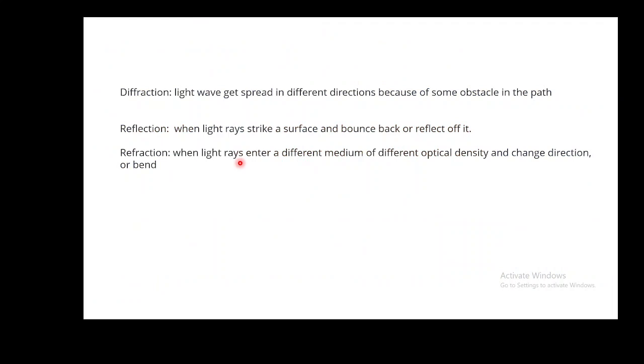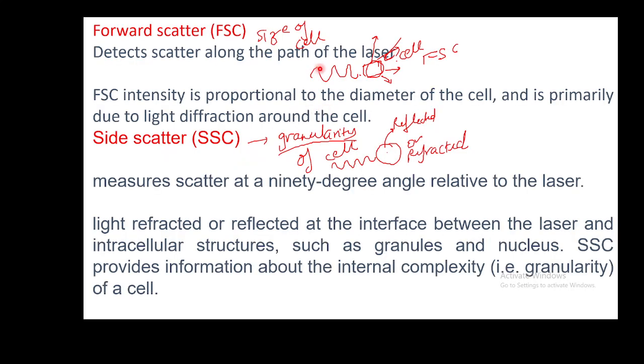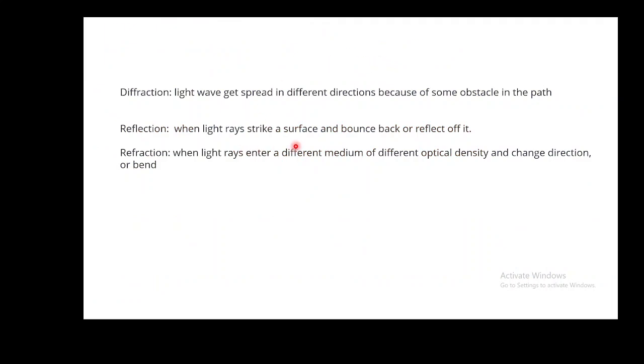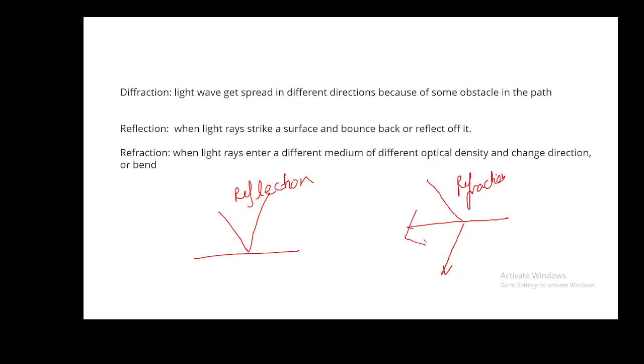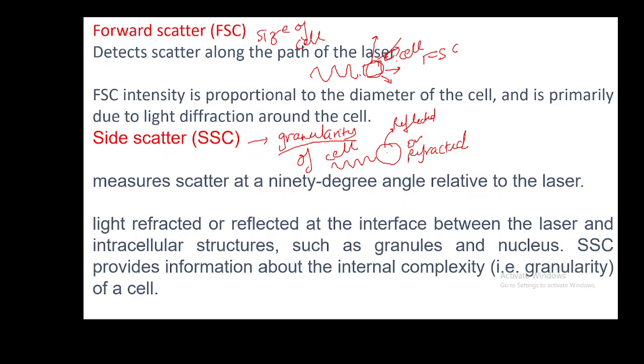So what is diffraction, reflection and refraction? Diffraction happens in any direction. Whenever light is traveling and a cell comes in the path of the light, it is going to be diffracted. Similarly, reflection is when the light hits the surface and bounces back. And in the case of refraction, light comes and then bends. When the light is passing from one medium to another medium of different optical density or different refractive index, light could be refracted. So on the basis of light diffraction, reflection or refraction, these plots are generated: forward scatter and side scatter.